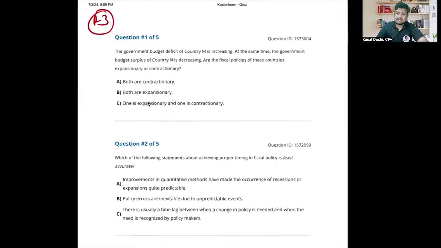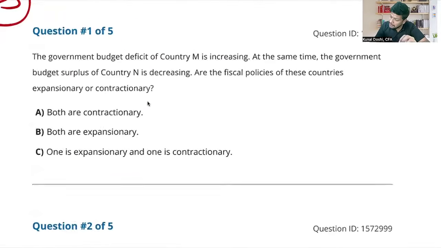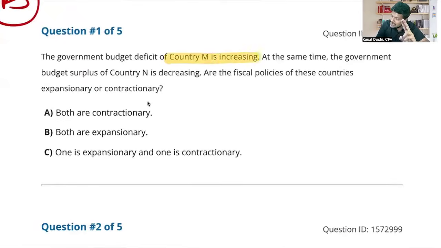Let's do some of the questions based on this complicated reading. Okay. The government budget deficit of country M is increasing. So they are increasing budget deficit. Is it expansionary or contractionary? Expansionary, correct? They are increasing the budget deficit, means they are spending more. At the same time, government budget surplus of country N is decreasing. See, country N has a budget surplus, but that is decreasing. Can you tell me, is it expansionary or contractionary?